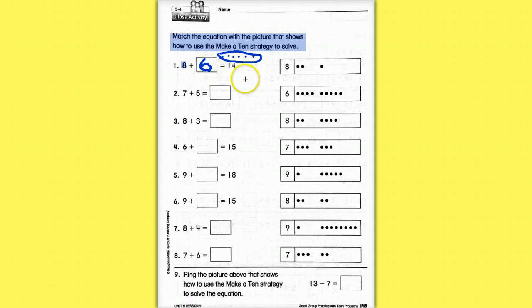So I'm going to look for something over here that looks similar to 8 plus 6. I know my first number is 8, so I'm just looking for 8 at the beginning here. So 8 plus 3? Nope, that's not it. 8 plus 1, 2, 3, 4. There it is. 8 plus 6. This shows us that we have 8 plus 6, or we can say 10 plus 4 is 14. So I want you to draw a line from here to here.